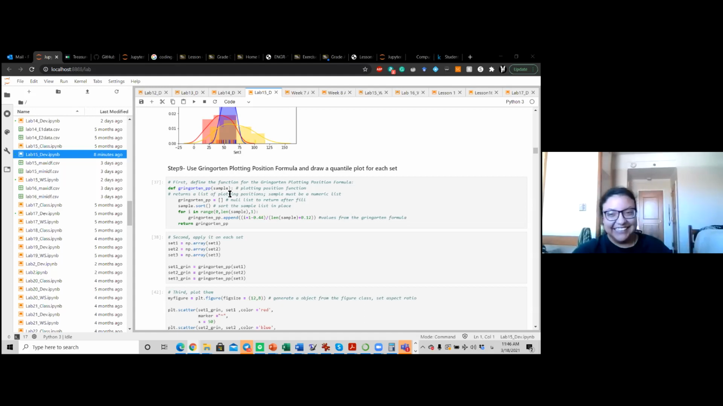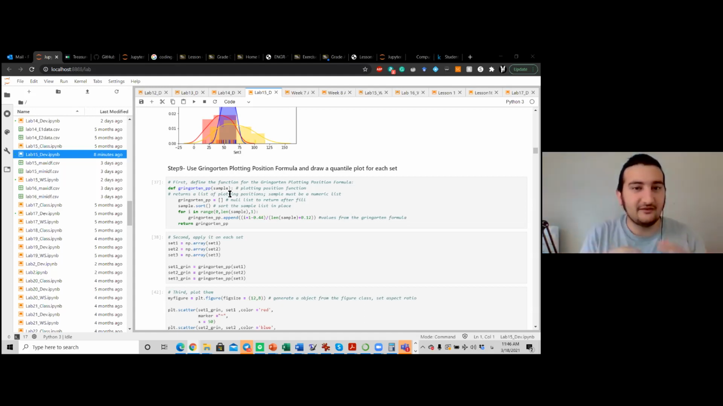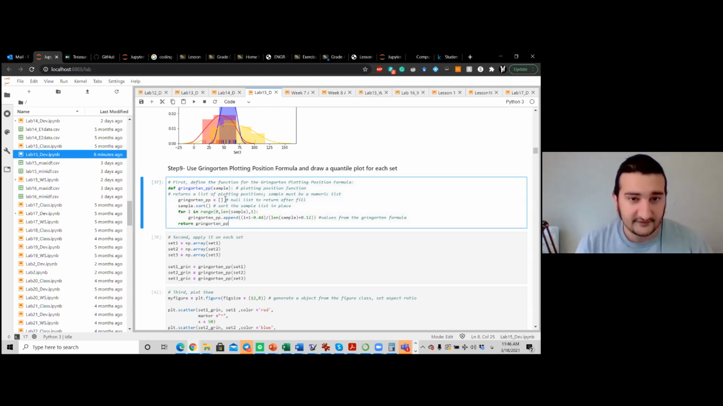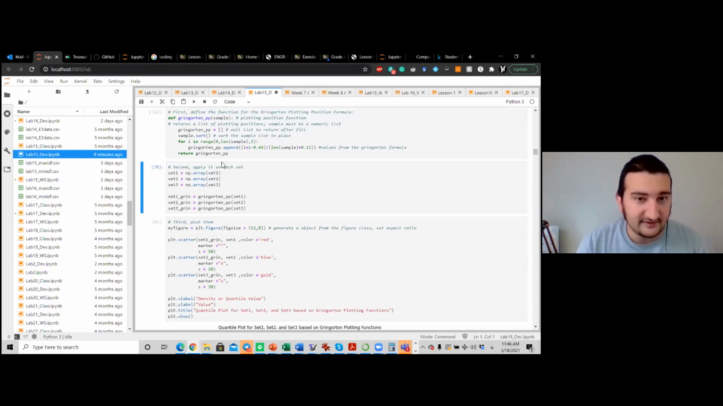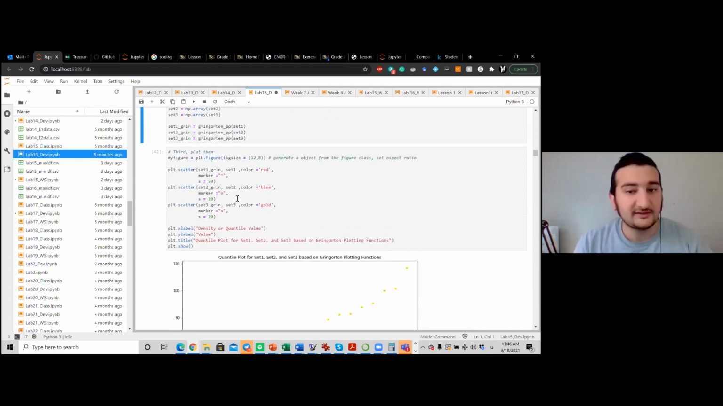So we sort our samples and then we use a specific equation, in this case, the Green-Gorton equation, to plot those samples on an empirical CDF, or cumulative distribution function. So first, I will define my Green-Gorton underlying PP function. And then I'm converting my set one, set two, set three to NumPy arrays. And then I'm applying the Green-Gorton PP function on each one of them. And then I just plot them as scatter plots.